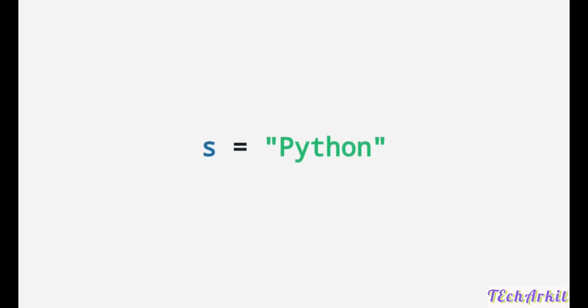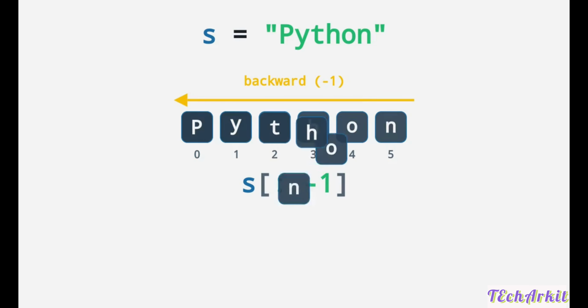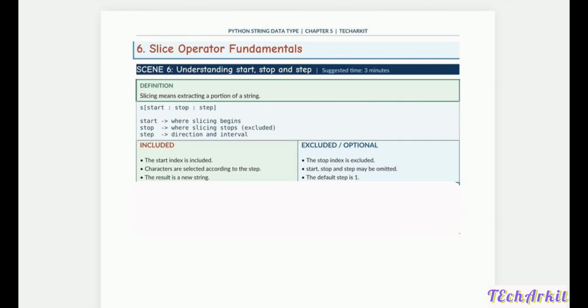Python can reverse an entire string without a single loop. By using a specific bracket expression with a -1, the word Python immediately outputs as nohtyP. This functionality is built into the slice operator. As shown in the syntax definition, the operator uses 3 optional values: the start index, the stop index, and the step, which defines both the interval and the movement direction.